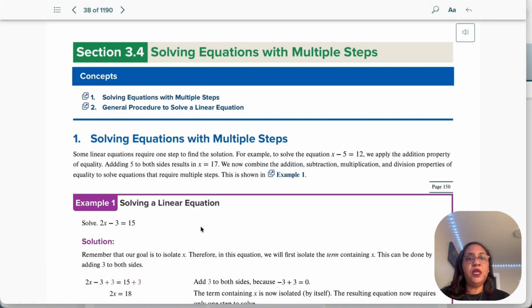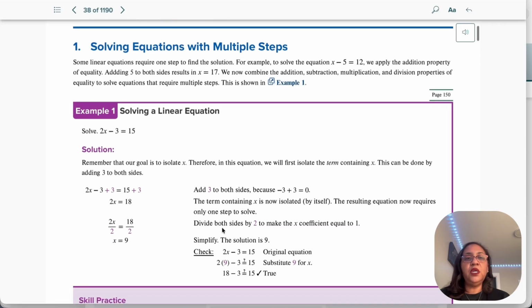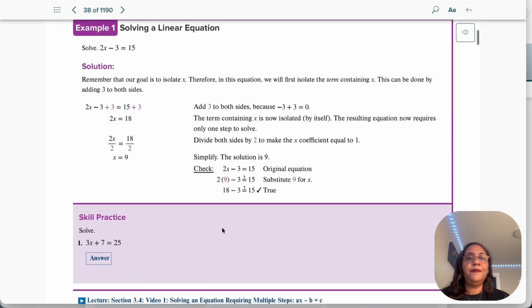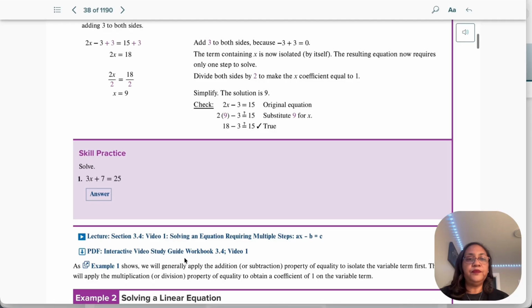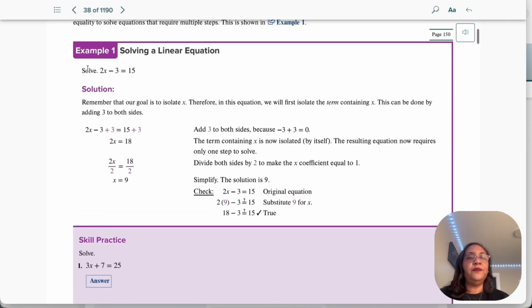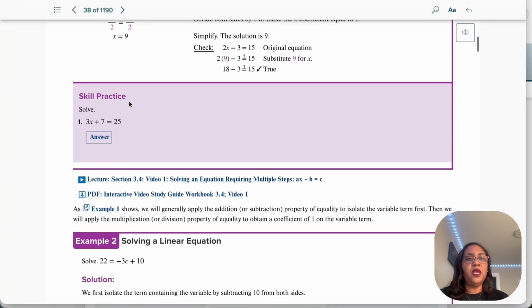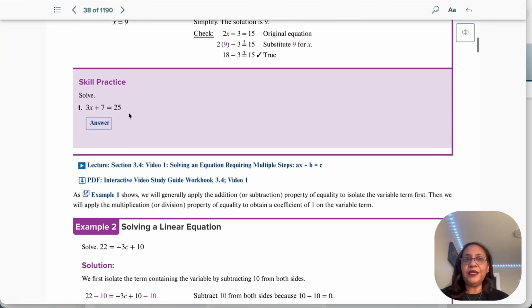And then when you get to 3.4, we're just doing equations with multiple steps. Okay. And again, if you want to use the PowerPoint, if you need to use the videos, do whatever you need to do. But here we have 2x minus 3 equals 15. So what I see when I look at an equation like this, I know I need to add 3 and divide by 2. I know that looking right at it. That's what I need to do. Sometimes they're a little longer and you need to think a little harder, but the same thing here: I'm going to subtract 7 and I'm going to divide by 3. Okay, right away.